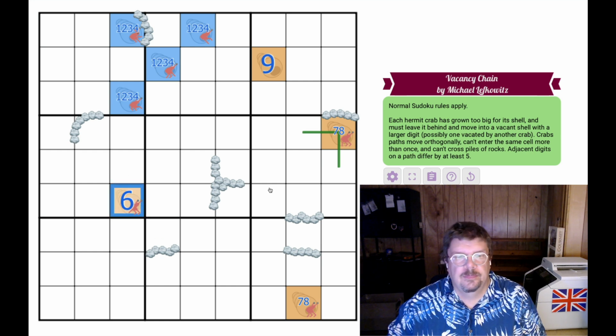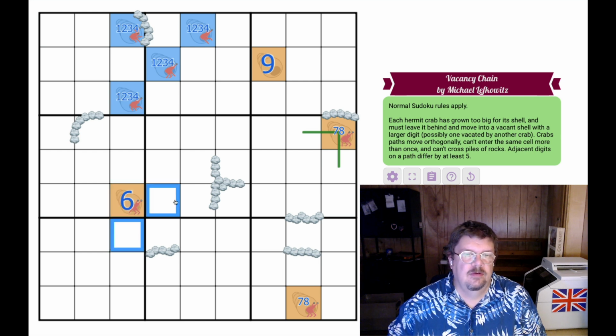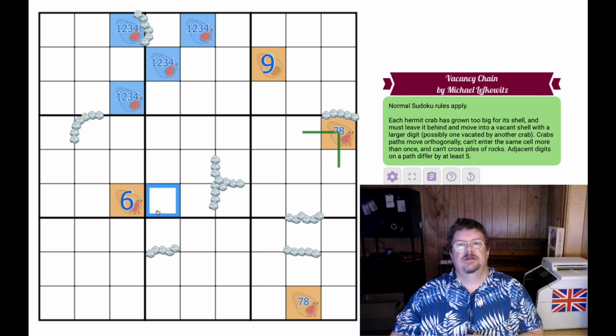So at least one of these 2 is a 1, I think. So I could have a 1 here and a 1 here, and I could have a 1 here and a 1 here, or I could have both of these as being 1s. Not sure I can tell which yet.